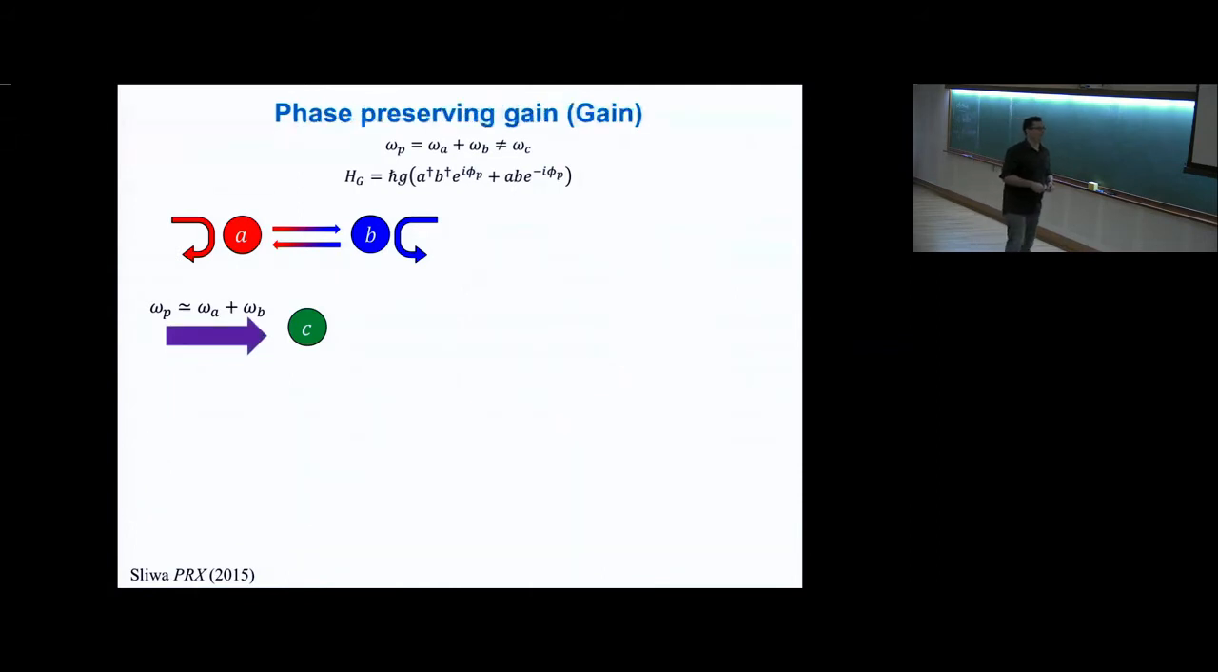More relevant to everyday life is this other slightly different term, A dagger, B dagger, plus AB. So that tends to create paired photons in A and B. This is a gain-full process, so it tends to lead to phase-preserving gain. And again, the difference now is that you have a different three-body coupling, and you also have a different drive here. Now we're driving at the sum frequency instead of the difference frequency.